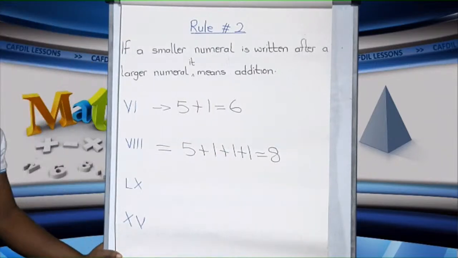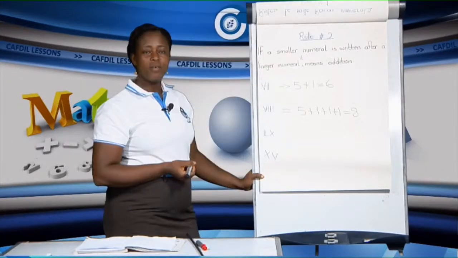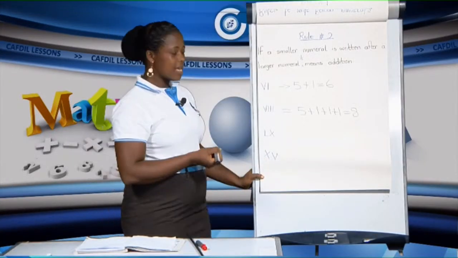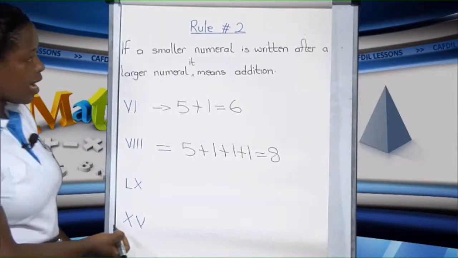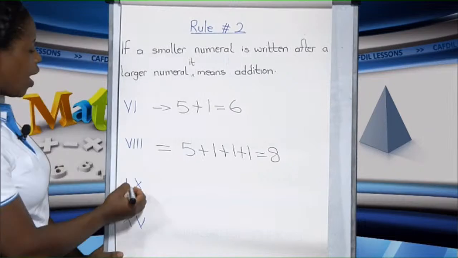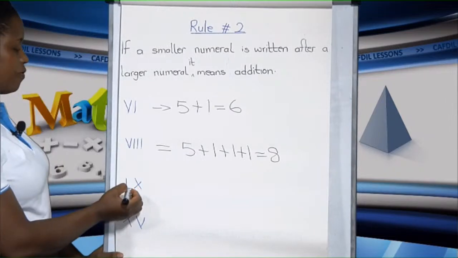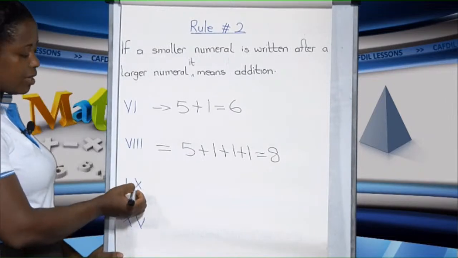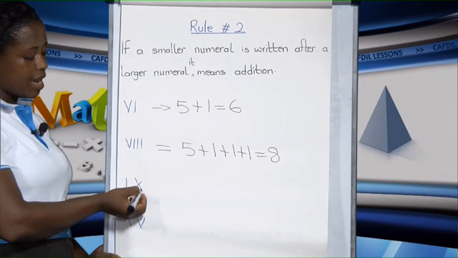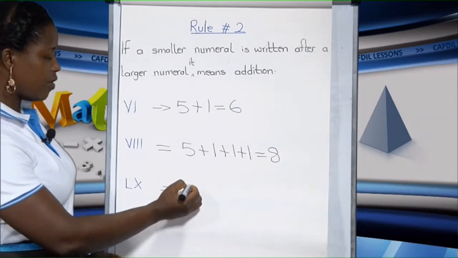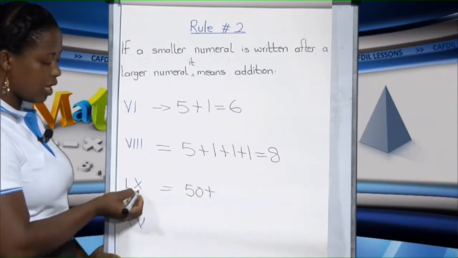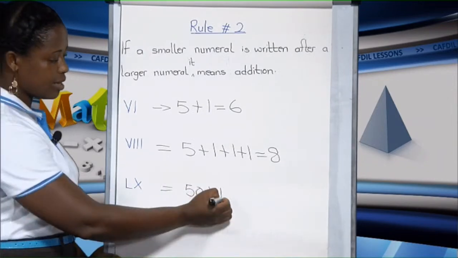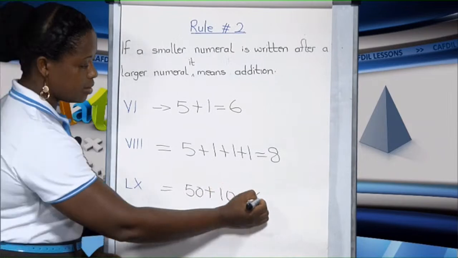If a smaller numeral is written after a larger numeral, it means addition. So we have L and then X. We know L to be 50 and then X. L is bigger than X. So it will be 50, which is L, plus the smaller numeral, which is 10. So it will give us 60.